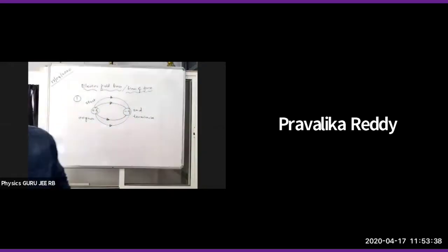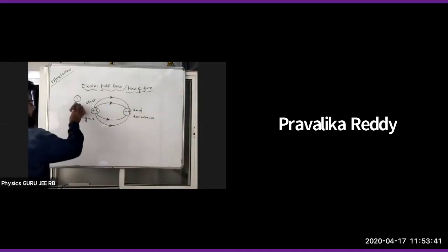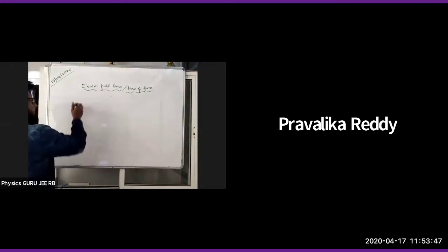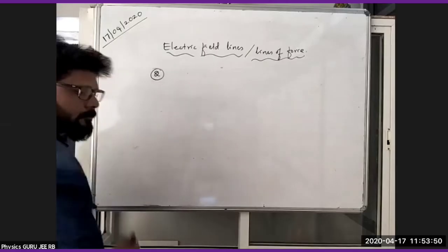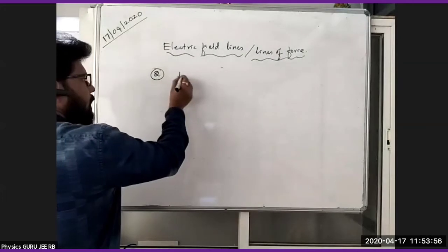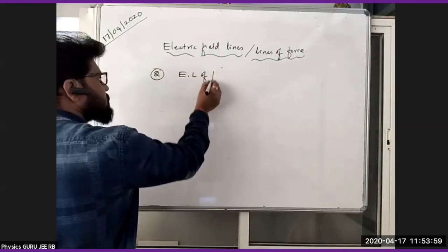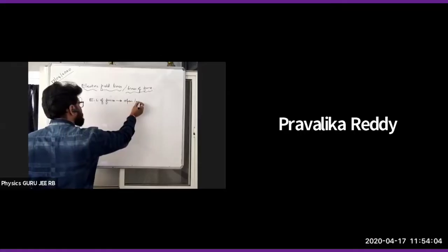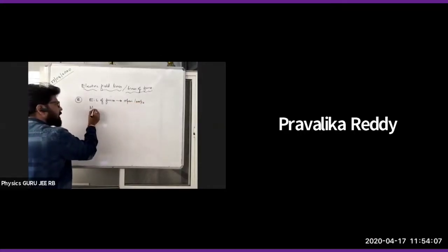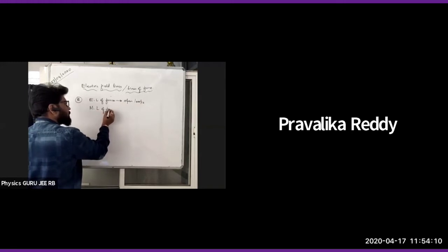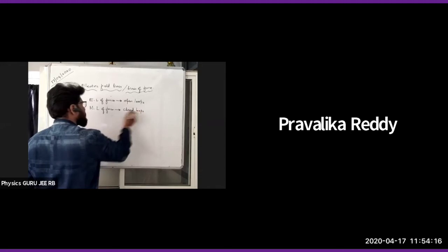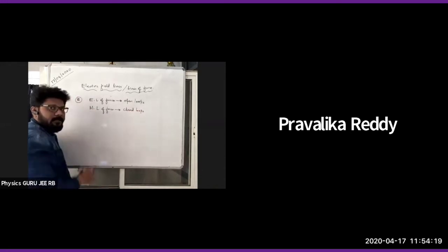Property number two. Electric lines of force are open loops, whereas magnetic lines of force are closed loops.